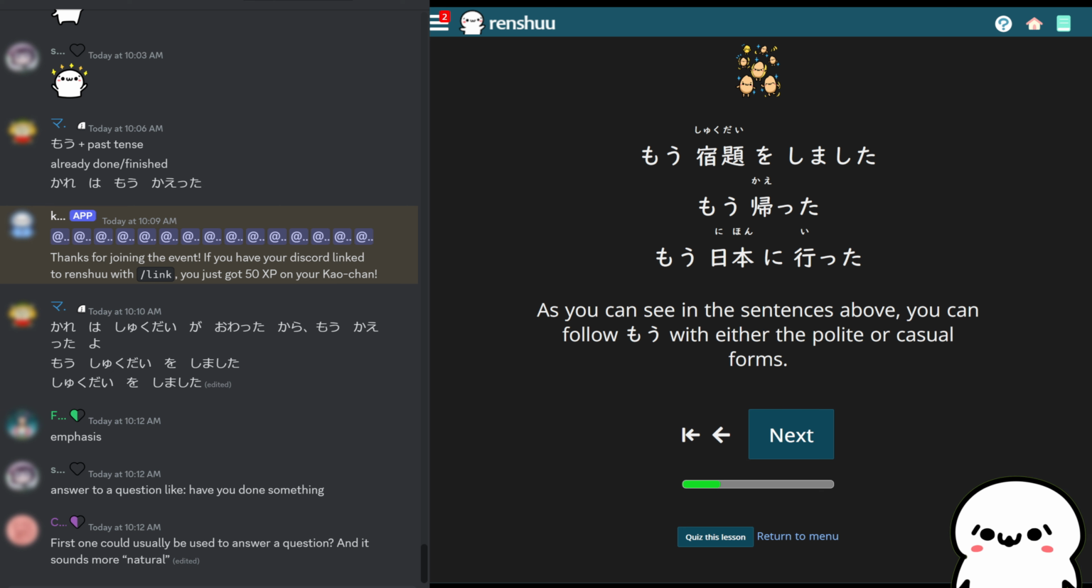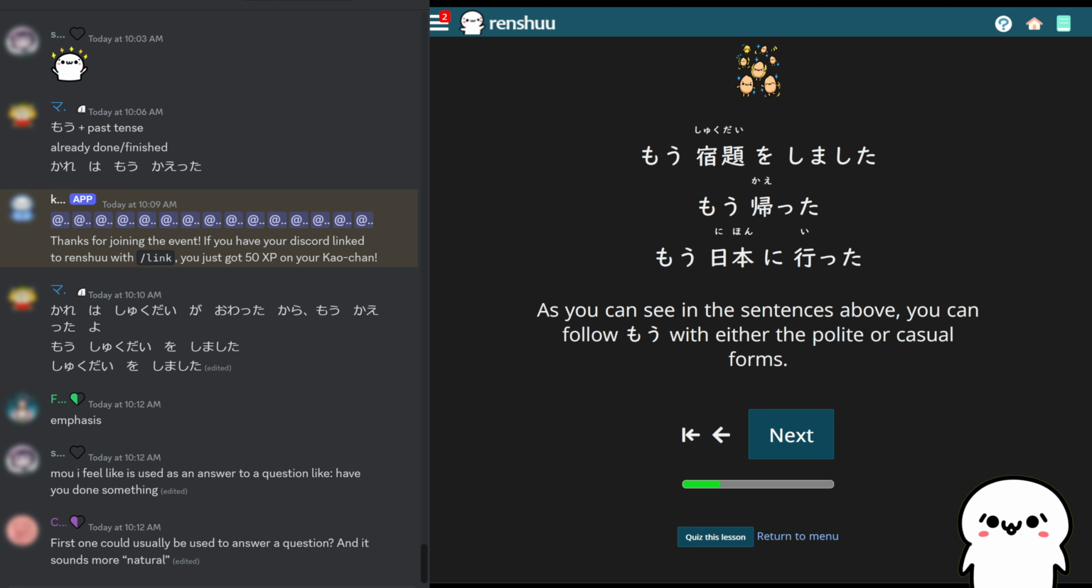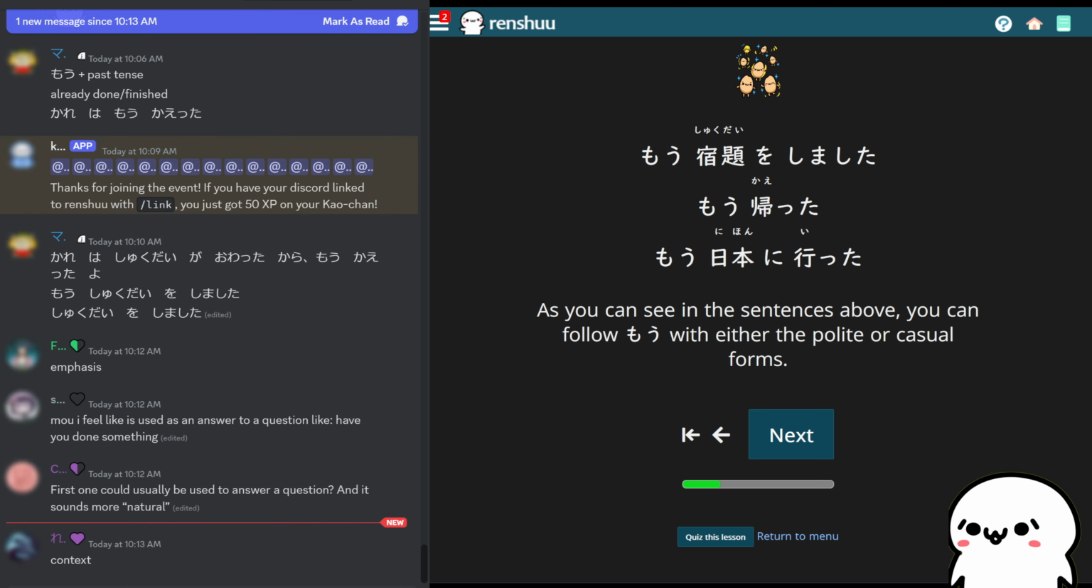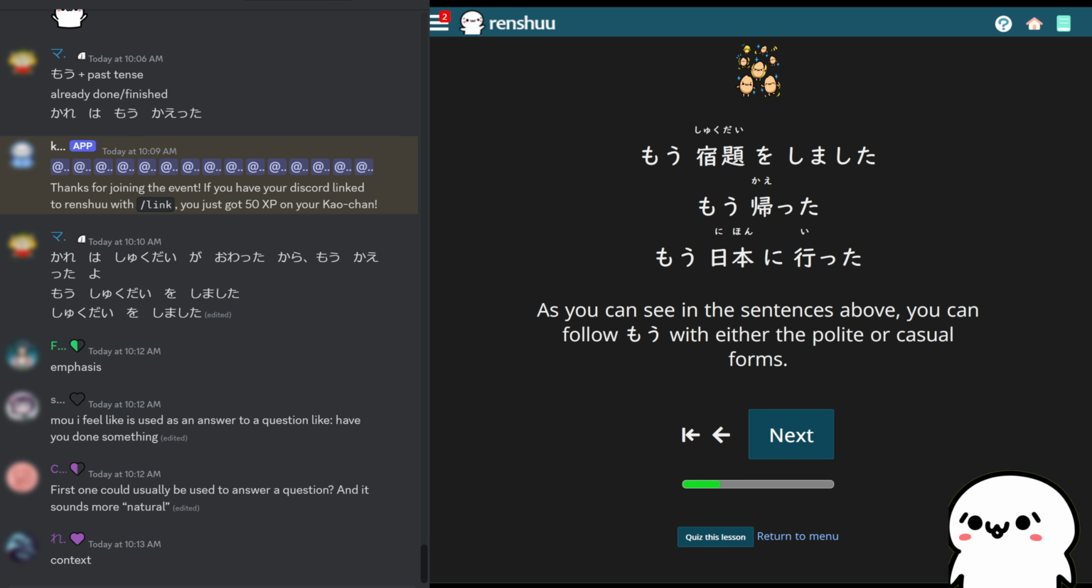Now I'll give you a hint. The answer was back in one of the earlier slides, one of the panels we saw earlier when I described what mou is actually used for, not just with this one, but with all of them. I think a couple of you are really close to the answer. Both of those could be used to answer a question and be natural, depending on the question, of course. And context, yes, but also no. Context can't be the answer, it's just an answer for everything.